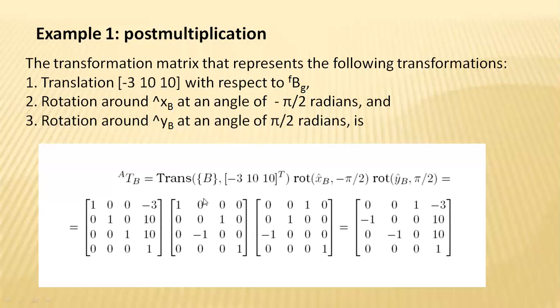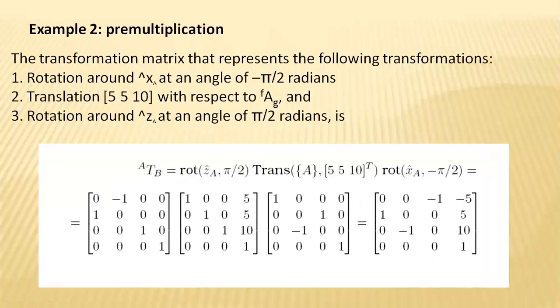This is the second position, rotation towards the x-axis. This is the third position, rotation towards the y-axis. Upon simplification of the matrices, we will be getting the values 0, 0, 1, minus 3, minus 1, 0, 0, 10, 0, minus 1, 0, 10, 0, 0, 0, 1.